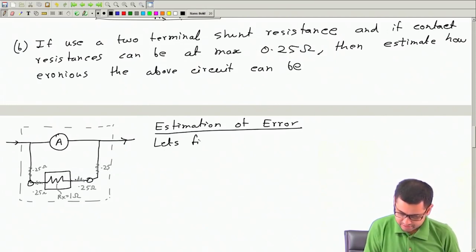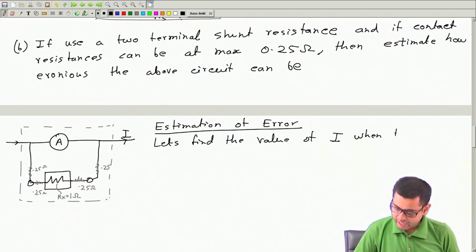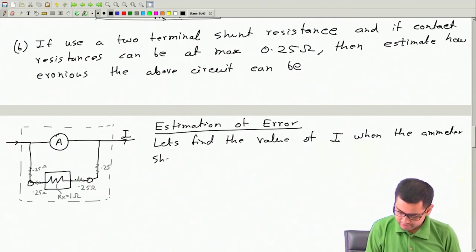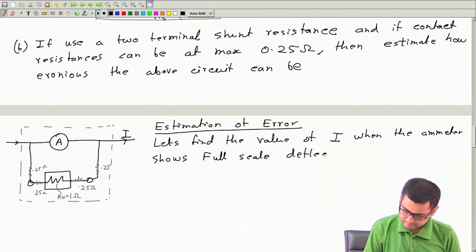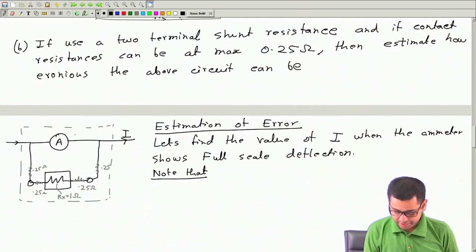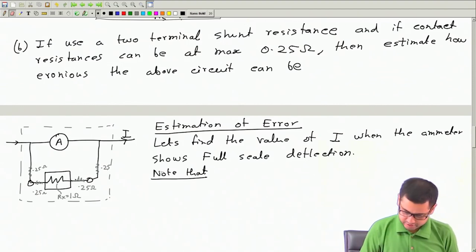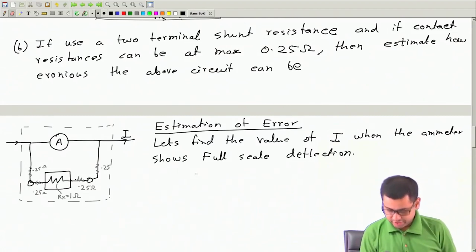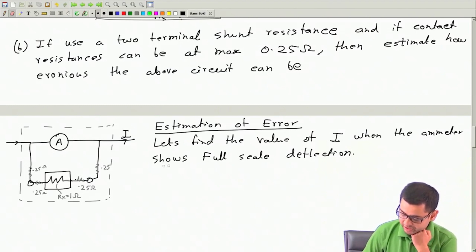So let's find the value of I, this is I, the total current, when the ammeter shows full scale deflection. Note that since we have connected a shunt resistance with nominal value 1 ohm, we will think that when this ammeter is showing full scale deflection, this current is actually 1 ampere. But before that, let us first solve this. Let's find the value of I when the ammeter shows full scale deflection.